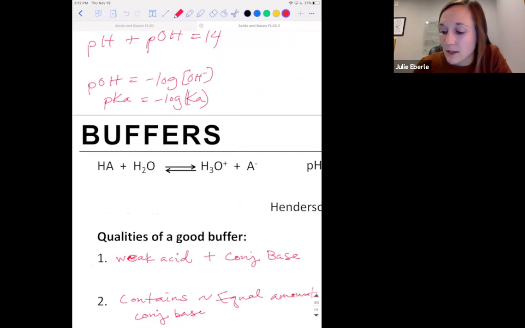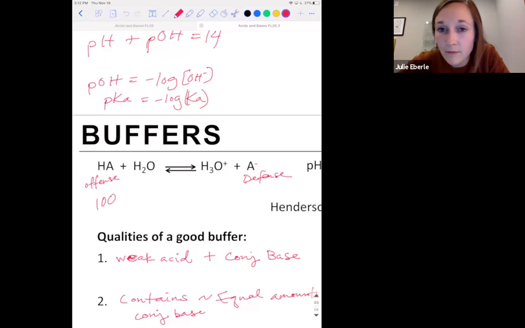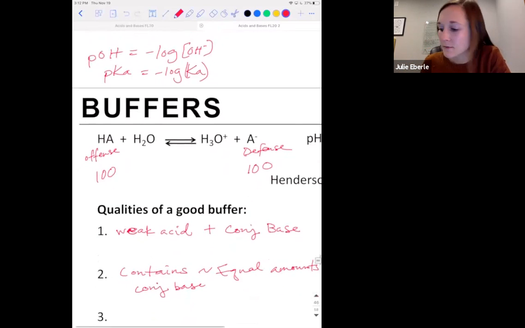So the same way, if this is our offensive side and this is our defense, if we have 100 of these molecules, guess what? We need 100 of these, okay? That's when a buffer is the best and the strongest, when you have equal amounts. That way it can react with or neutralize whatever is thrown at it, okay? It's my one sports analogy for the day, for the semester.